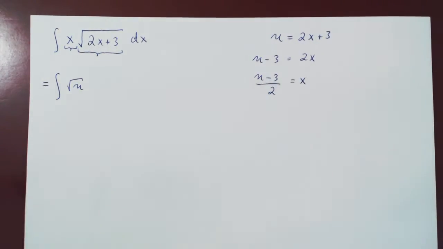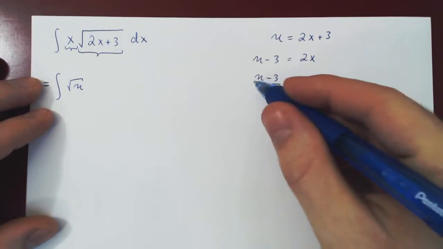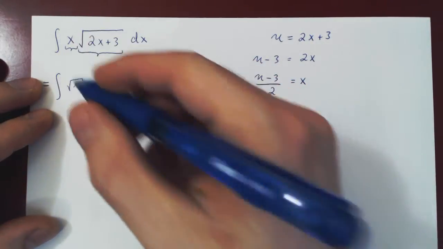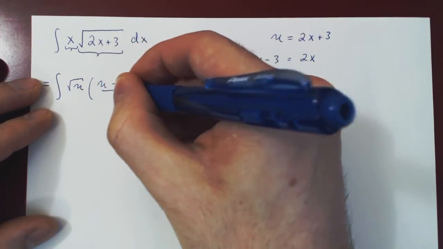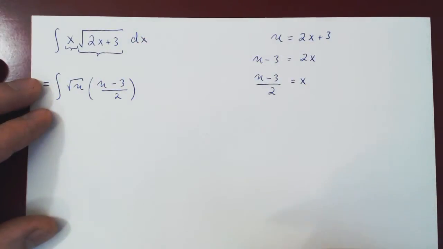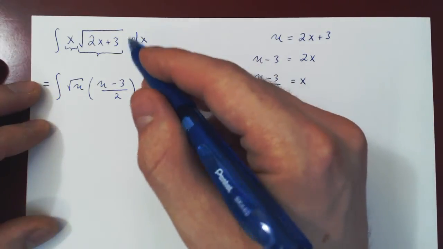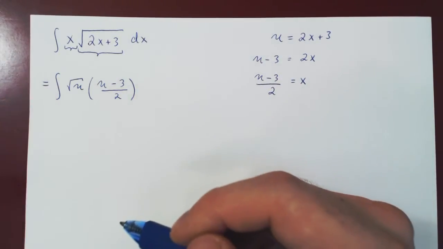It is u, sorry about that. x is (u minus 3) over 2. So we can replace x by (u minus 3) over 2. And the one last thing to replace is dx in terms of du.